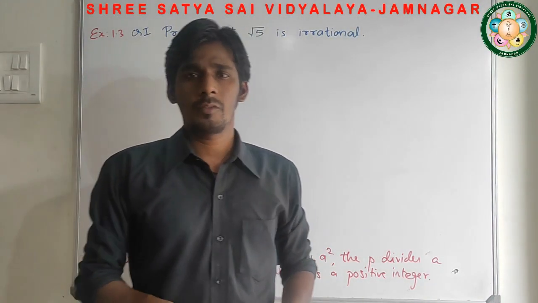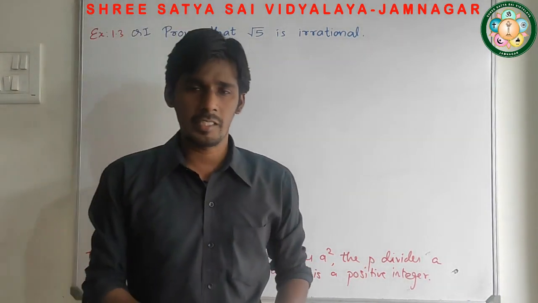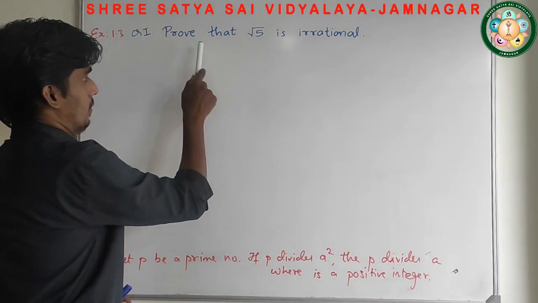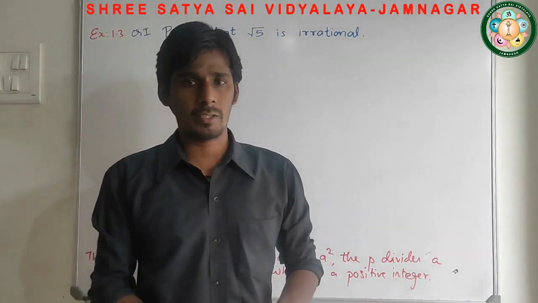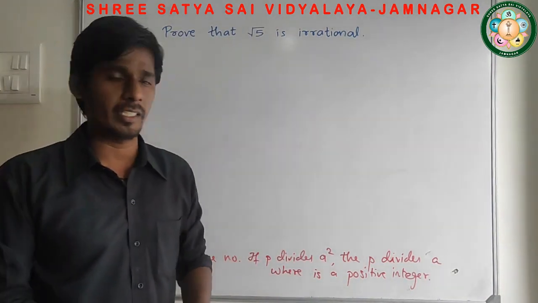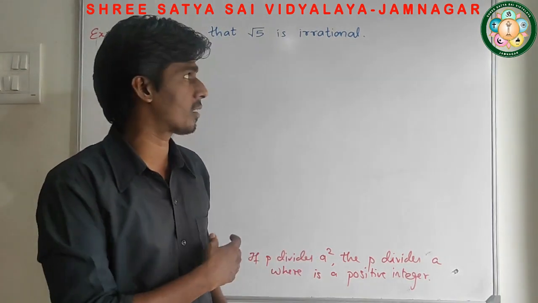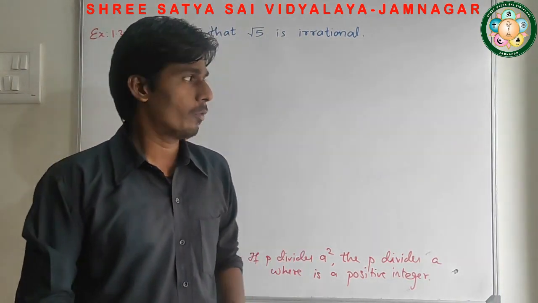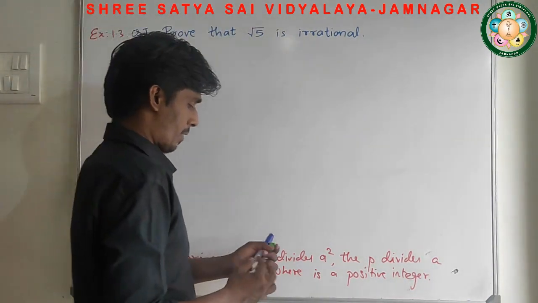Salam everyone. Today we are going to start example of exercise 1.3 to prove that root 5 is an irrational number. This question is also theory based, which is mostly based on Theorem 1.3. I am going to explain a few theories of this. Now before starting this proof, let me explain you a few terms.